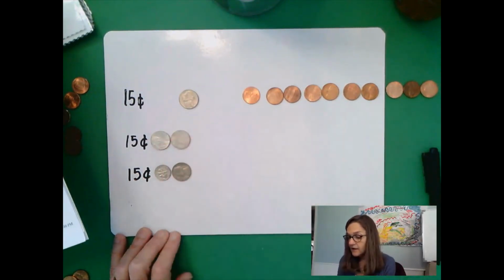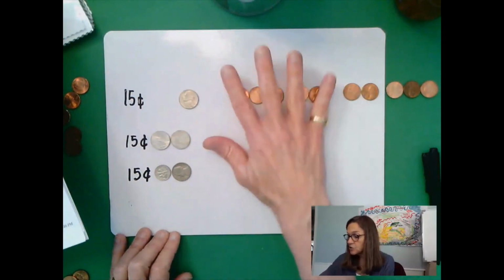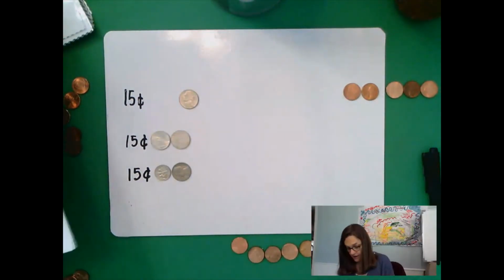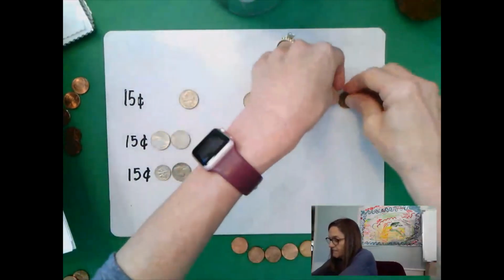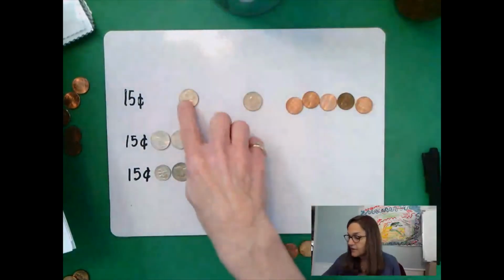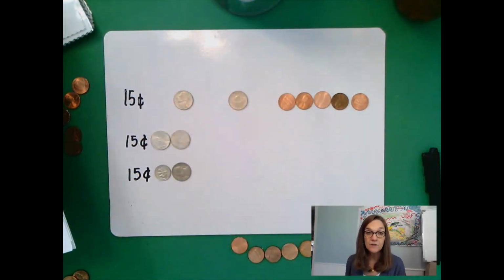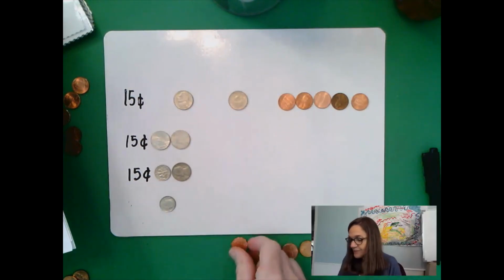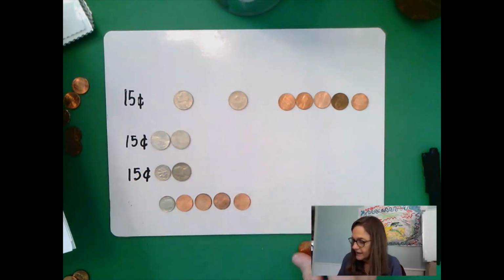Okay, how about here? Oh, I know what else we could do. We could trade out 1, 2, 3, 4, 5. We could trade out 5 more cents here and exchange it for a nickel. I'll move these over. So now we've got 5, 10, 11, 12, 13, 14, 15. There's another way to make it. What about using a dime? Could we make it a different way using a dime? I think we can. Okay, let's put another dime down. 10, 11, 12, 13, 14, 15.